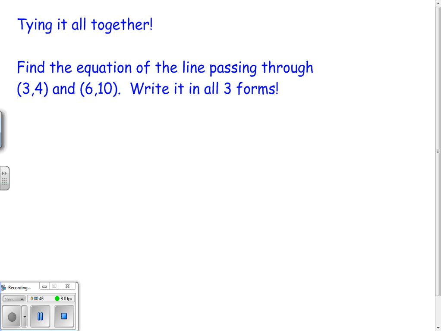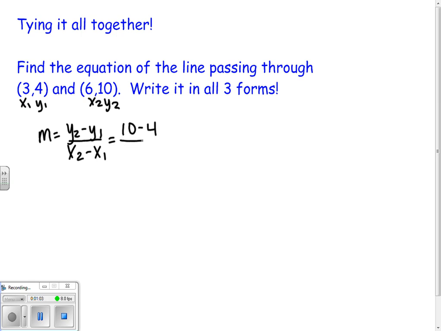three forms. So before we talk about any of the forms, really, we need to find the slope of these two ordered pairs. We do so by doing y2 minus y1 over x2 minus x1. Substituting the values gives us 10 minus 4 over 6 minus 3. So that's 6 over 3, which is 2. That means the slope is 2.